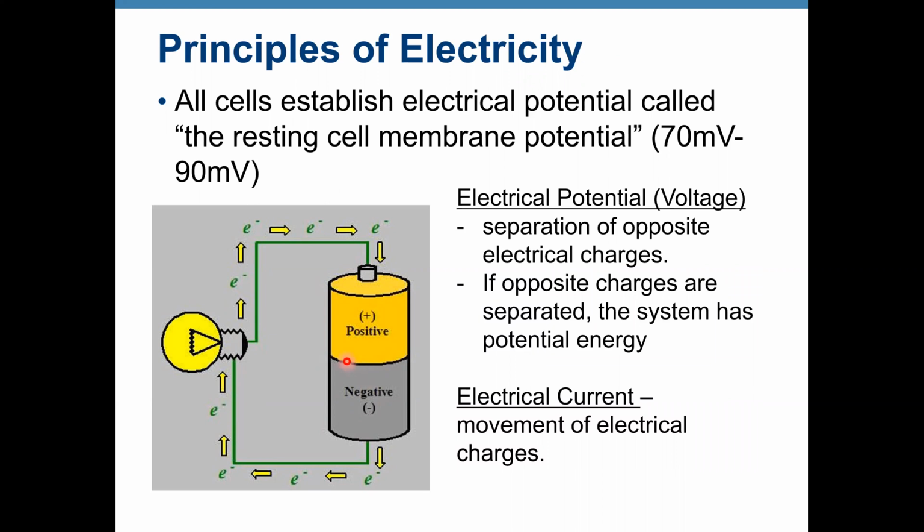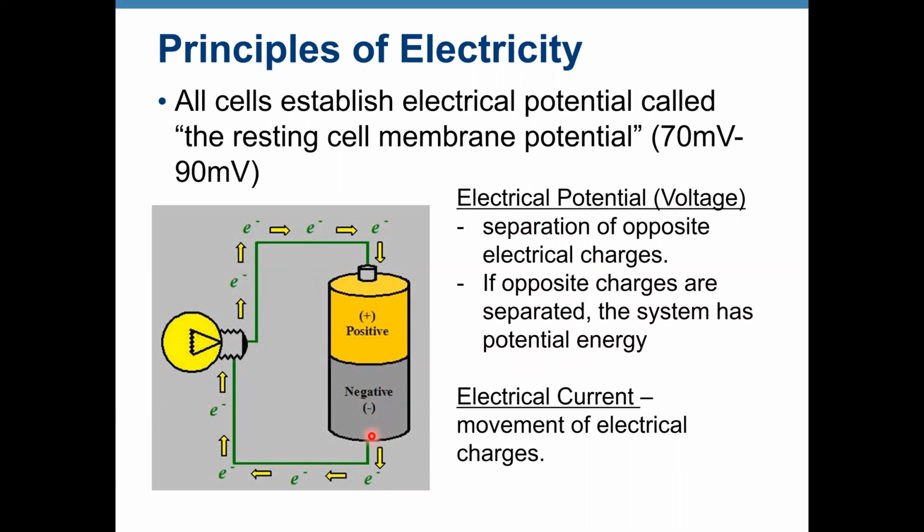Because there is separation of positive and negative charges. So when we have separation of charges, this is called voltage, and this is electrical potential. Electrical potential is energy that can be used to do some work. So separation of opposite electrical charges is called voltage or electrical potential. And if opposite charges are separated, the system has potential energy.